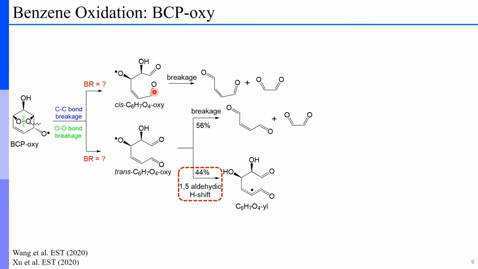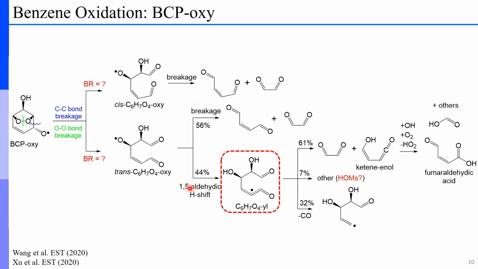The cis isomer dominantly undergoes decomposition, but for the trans isomer, about half of it undergoes decomposition, and the other half can undergo a 1,5-aldehyde hydrogen shift. And this 1,5-aldehyde hydrogen shift is a newly identified pathway in the system. And the surprise continues after this hydrogen shift. Wang et al. calculated that the alkyl radical produced from the hydrogen shift mainly undergoes decomposition rather than O2 addition.